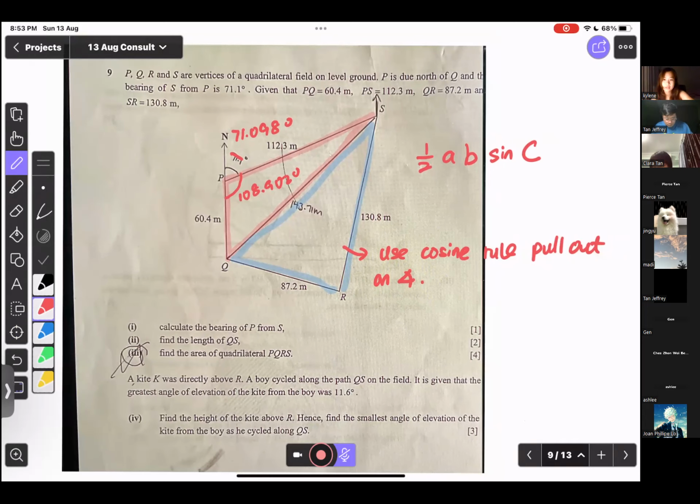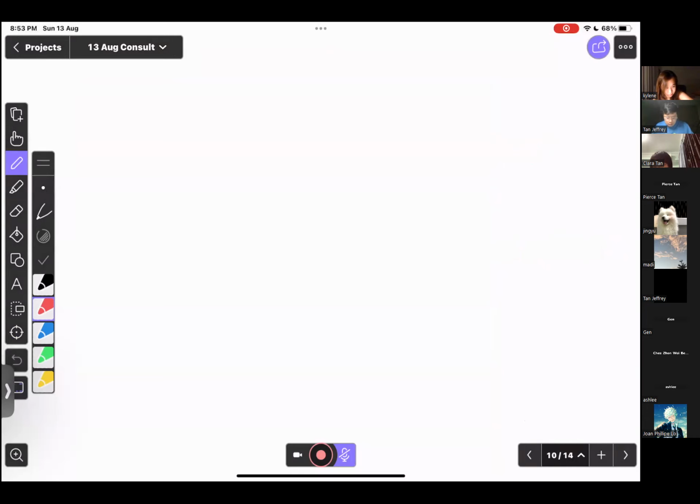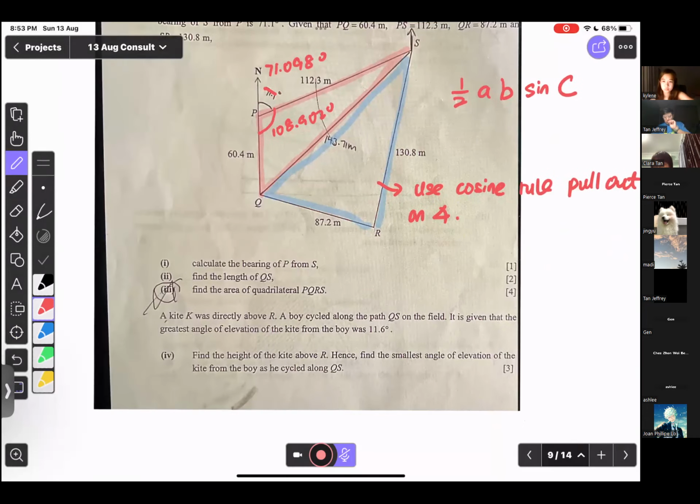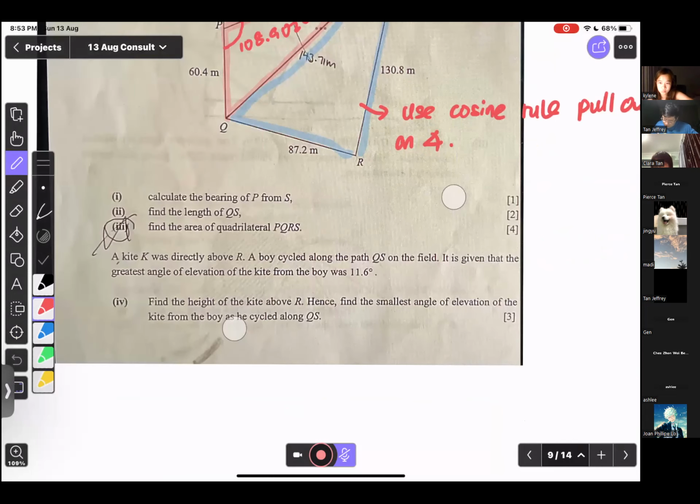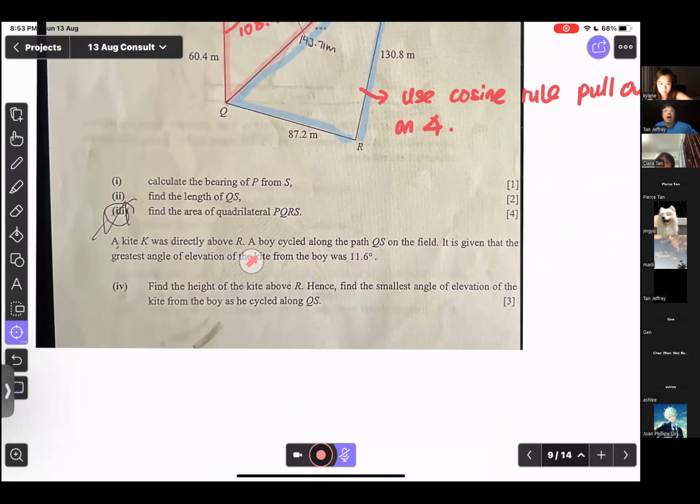Okay, thank you. Wait, Mr. Tan, could you also go through part 4? I don't know how to do that question for part 4. Part 4, huh? Okay. So the kite K was directly above R. Okay, so the boy cycles along the path QS.